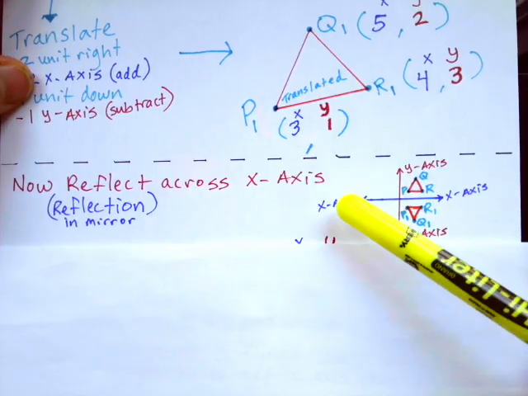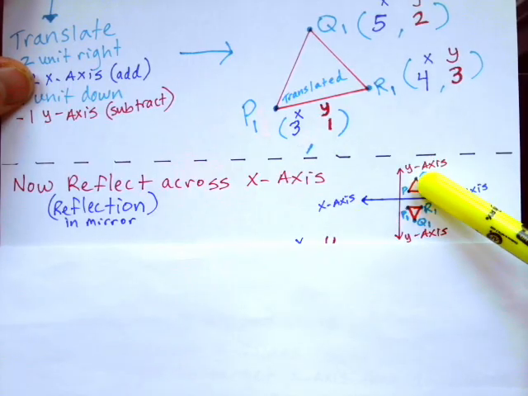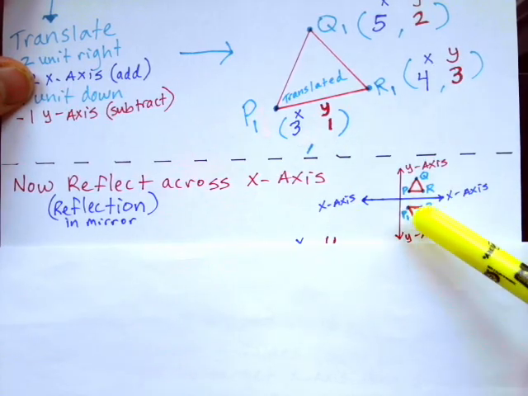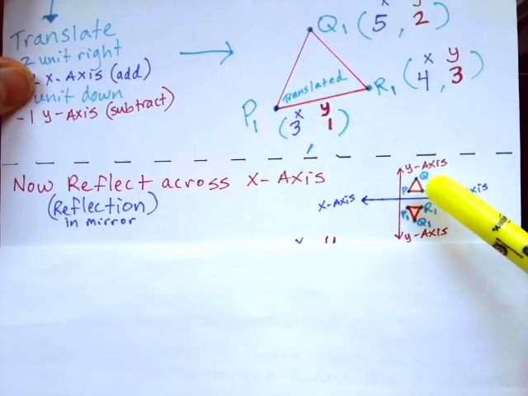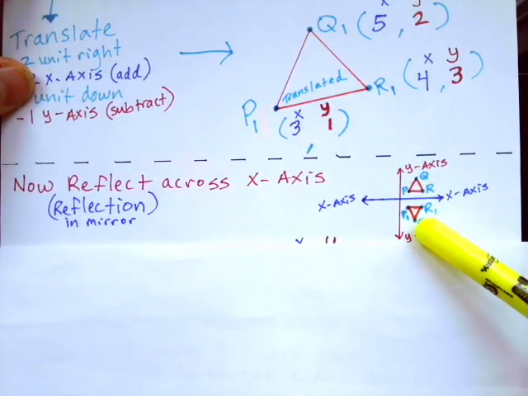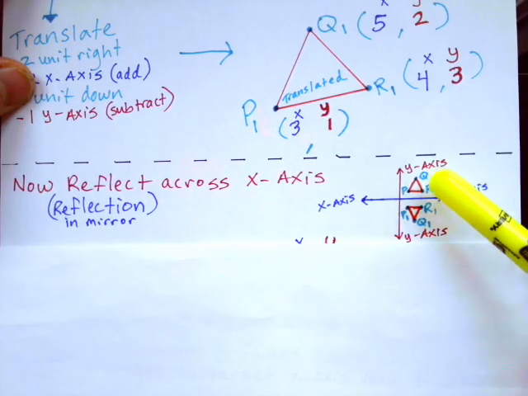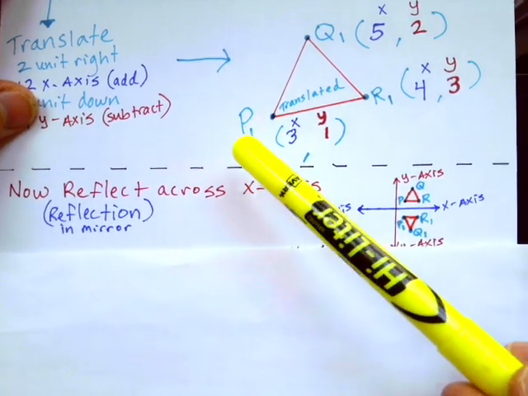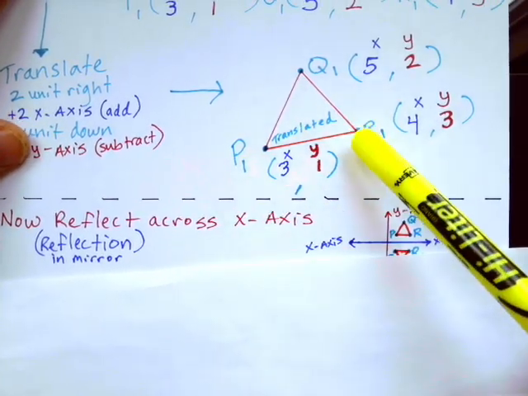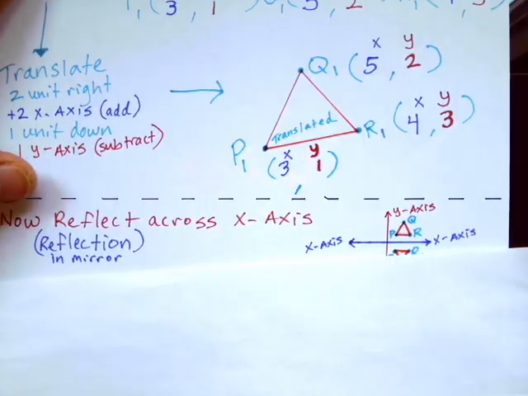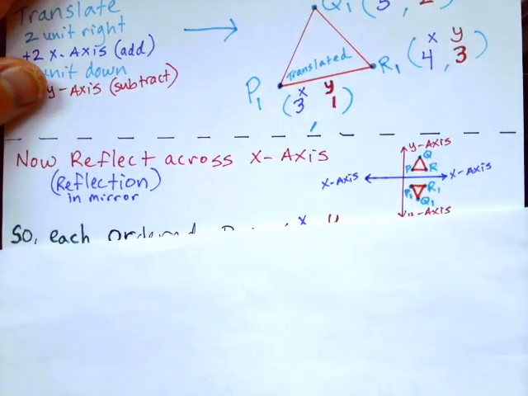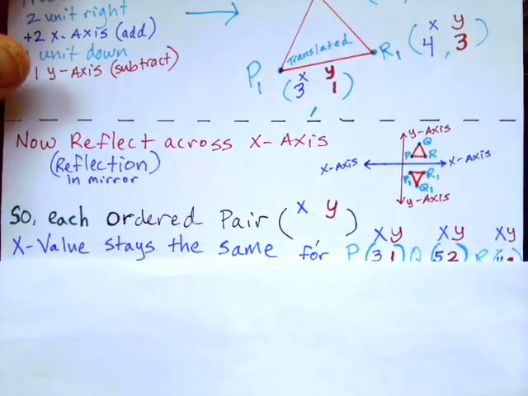So this is just an example of reflection. Reflecting the image, folding the paper in half along the x-axis would fit perfectly on top of this image. This is reflection, a mirrored image, right? And that's what they're asking you to do with the P prime triangle here. P prime, Q prime, R prime over the x-axis. So I hope I didn't confuse anybody.